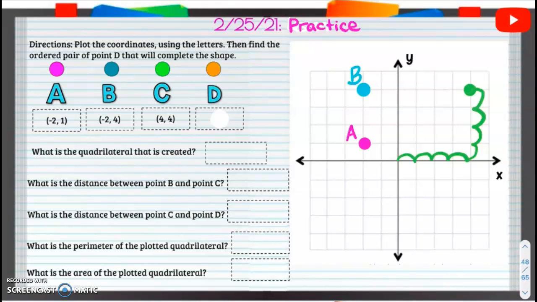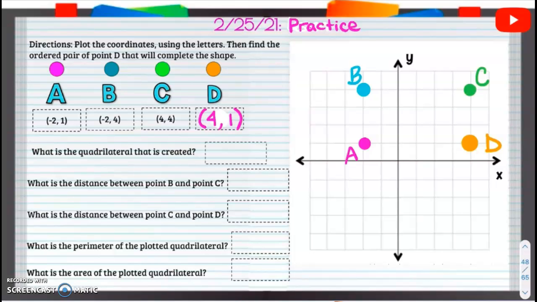Now we are going to figure out where should letter D be. Well, I know that B and C we have up top, A and C, so it should be directly across over here and fill it in as a rectangle. I'm gonna move that A. All right, so letter D is going to be at +4, +1.